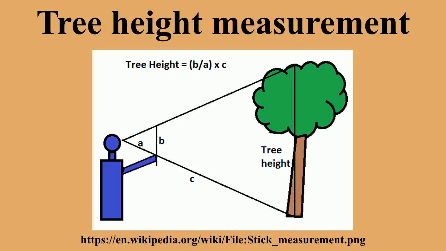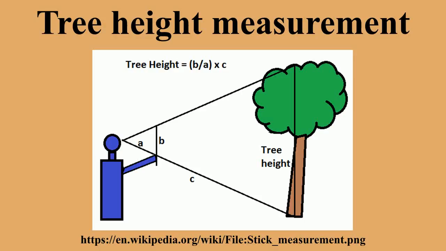Sine height or sine ends method. Many of the limitations and errors associated with the stick method and the tangent method can be overcome by using a laser rangefinder in conjunction with a clinometer, or a hypsometer, which incorporates both devices into a single unit.